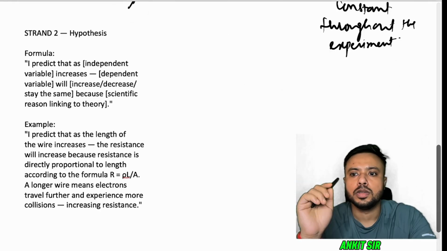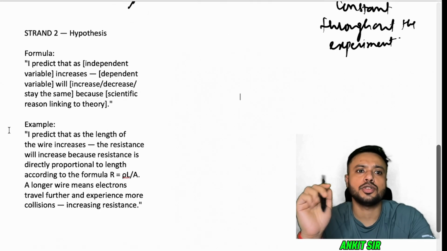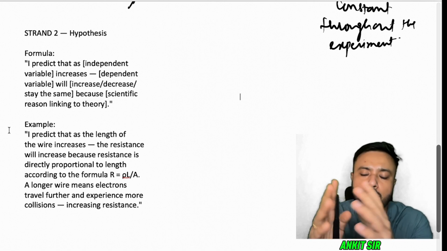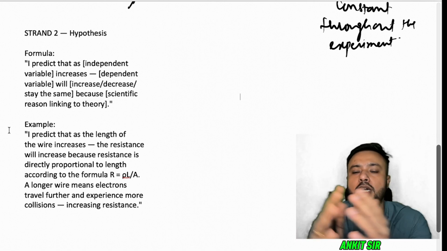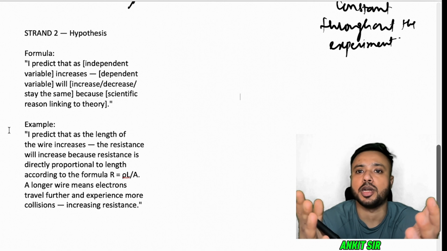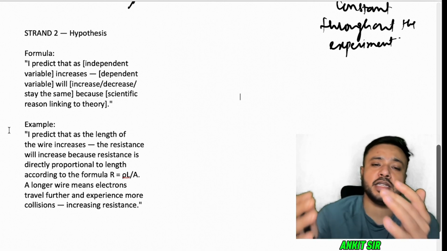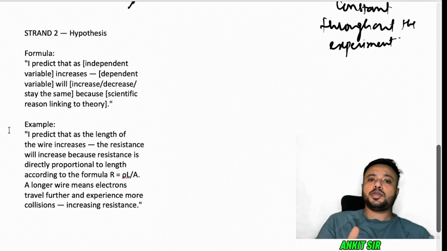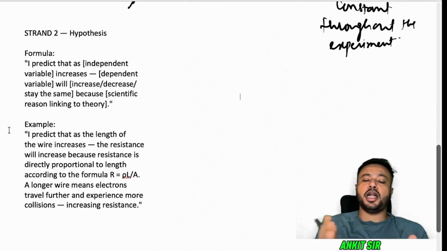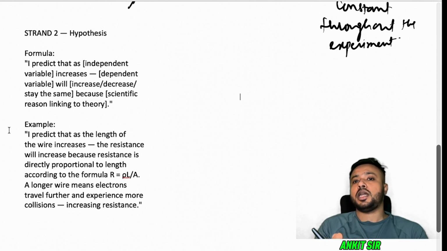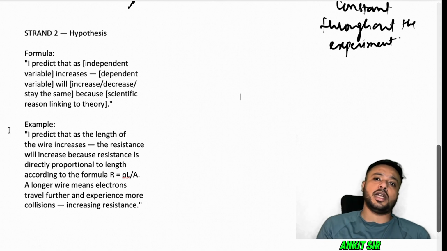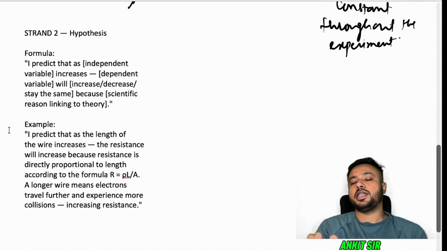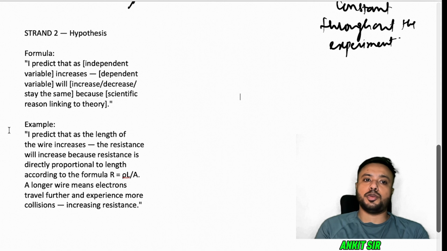Please understand this. So the next strand is hypothesis, guys. A hypothesis is basically a statement in which we predict the outcome of the experiment. You need to understand here, guys, since a hypothesis is a prediction, once you're done with the experiment, the hypothesis can be correct and it can also be wrong, because it's a prediction. It's not the exact result of the experiment.